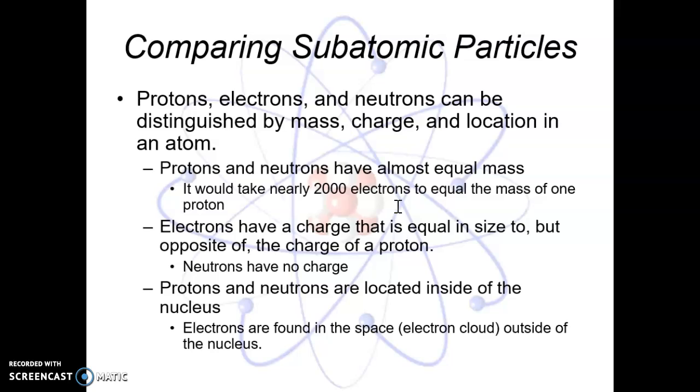Neutrons have no charge as we discussed, so protons have positive charge, electrons account for the negative charge, and the mass is from the protons and the neutrons. It's important to note that the protons and the neutrons are located inside the nucleus of the atom, or the center, like we see in the background here, and the electrons would be orbiting around the outside in a space that we call the electron cloud.